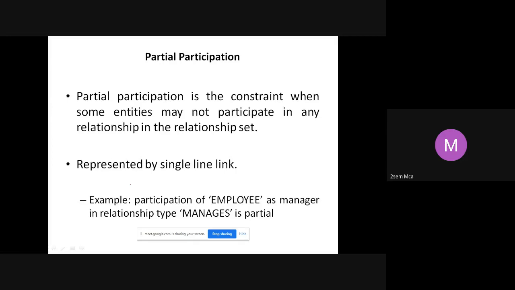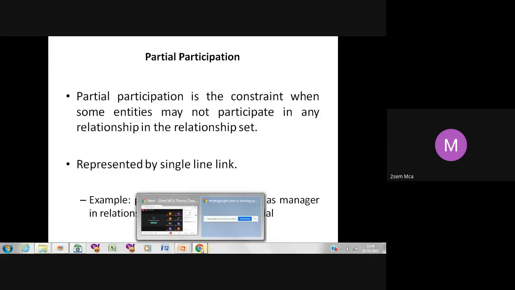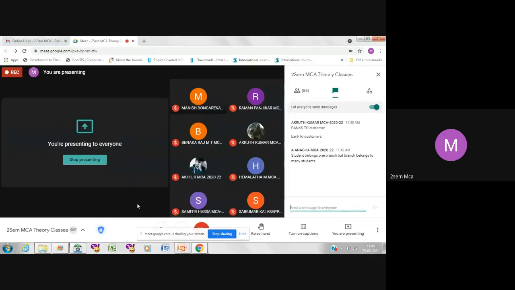Author writes books. In that lab exercise we saw that every author need not write a book, is it not? So that becomes a partial participation. Whereas for book, every book should be written. So one side becomes partial, one side becomes total. Okay, so that's about it. Any doubts so far? Total and partial, I think we have seen many examples. We'll continue to see many more as we go ahead.